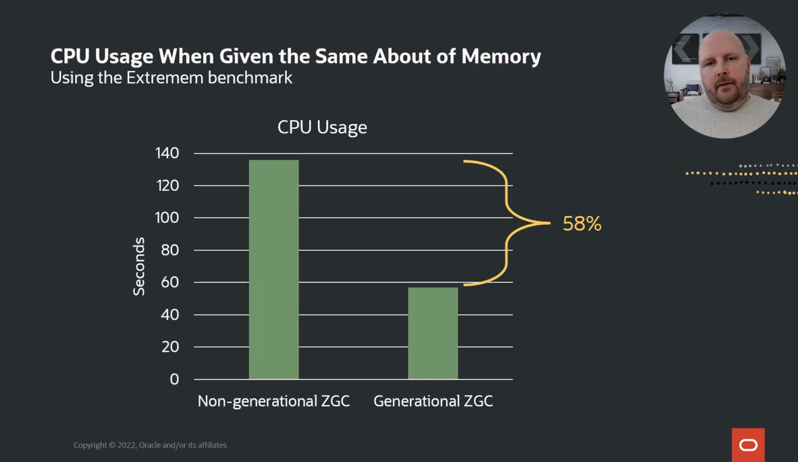Here is the same benchmark again, Extreme-M, but this time looking at CPU usage. So in this case, both of the GCs have been given the same amount of memory, and we just compare how much less CPU generational ZGC is using. And as we can see, it's a drop by about 58%, which is again a very nice improvement.